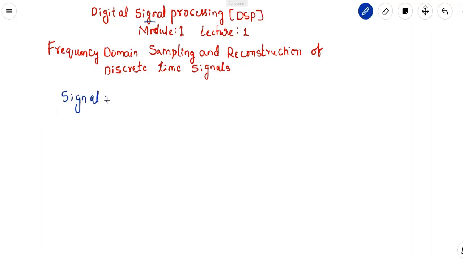So what is a signal here? A signal could be defined as a function that conveys information. Now in this function you could have a single variable. If it is dependent on a single variable, then we call it a one dimensional signal.